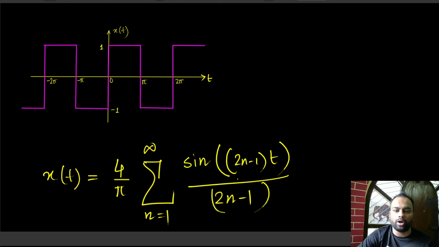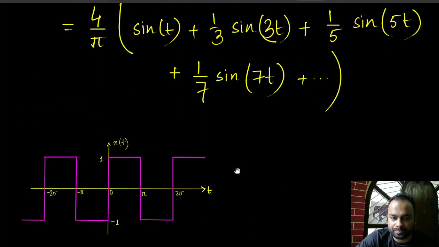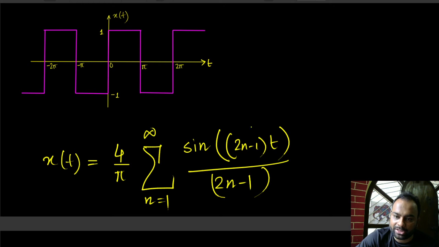So these are all odd numbers, right? I have 4 by pi, a summation, n starts from 1 to infinity, and now we have sine. When n is 1, this is sine t by 1. When n is 2, it's sine t by 1 plus sine 3t by 3. When n is 3, it's sine t by 1 plus sine 3t by 3 plus sine 5t by 5, and so on. So this is nothing but this expression. So this signal can actually be expressed in this form.